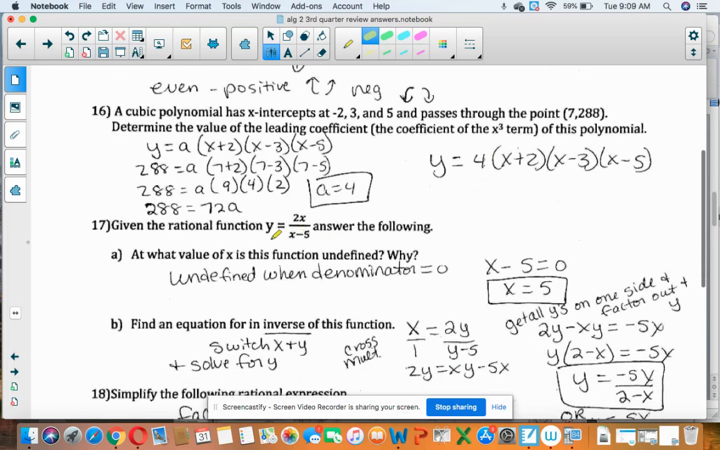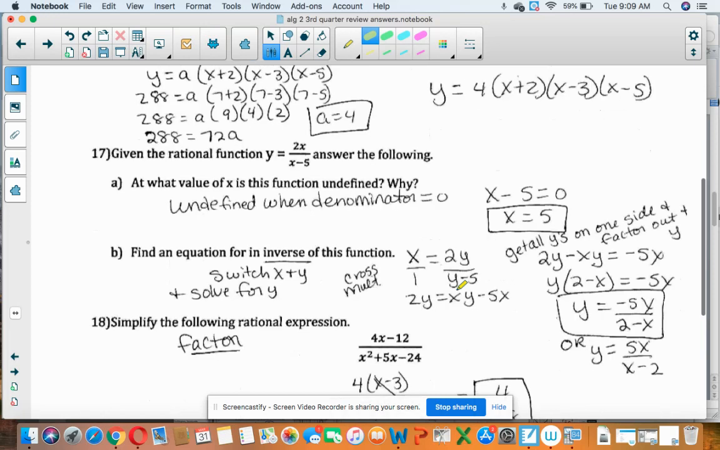All right, so I have this rational function in number 17, y equals 2x over x minus 5. I want to know, when is this function undefined? You cannot have 0 in the denominator, so it's undefined when the denominator equals 0. So I take my denominator, x minus 5, and set it equal to 0. So when x is 5, that function is undefined.